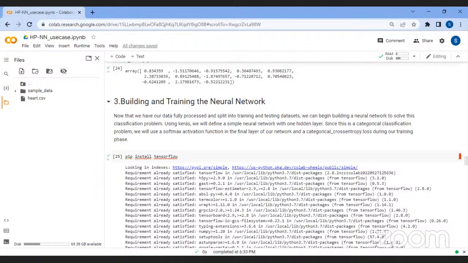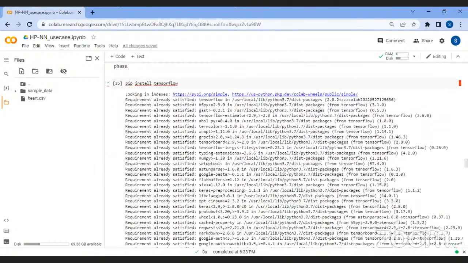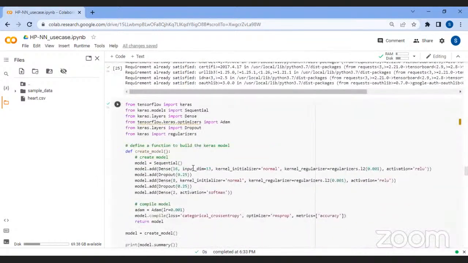Since this is a categorical classification problem, we will also use the softmax activation function in the final layer of our network, and a categorical cross entropy loss during our training phase. We have installed TensorFlow. We have imported some more modules such as Keras, Sequential, Dense, and some optimizers such as Adam.